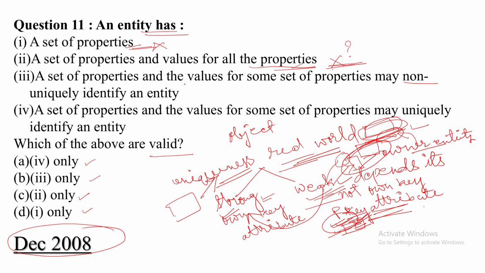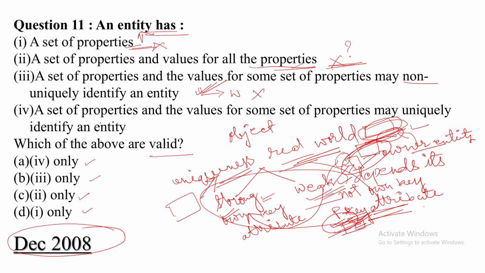Next, number 3, a set of properties and the values for some set of properties may non-uniquely identify an entity. This answer is for weak entity. It is not for an entity in general. Whenever we are talking about entity, that means both kinds of entities should be represented, not only weak entity. If it were a weak entity, then it would be the absolutely correct answer. But here the question asks only about entity. So this is the wrong answer.